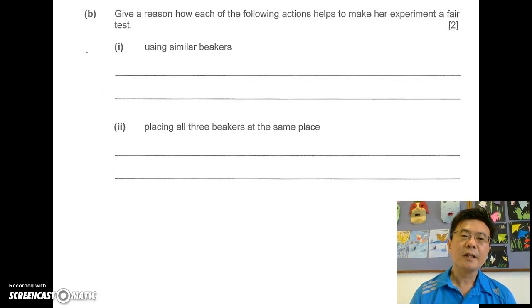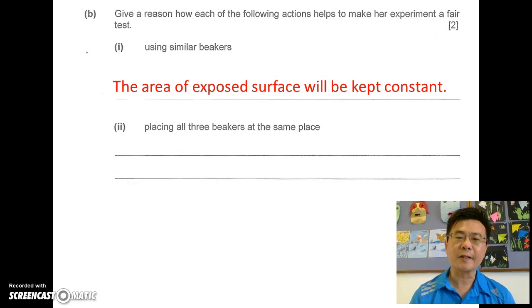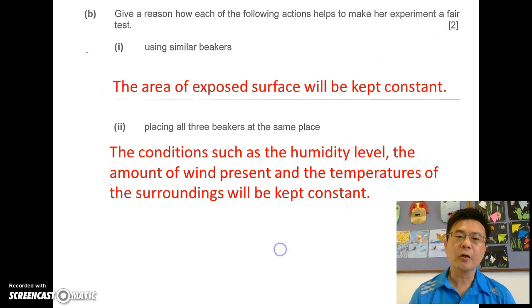Question B. Give a reason how each of the following actions help to make her experiment a fair test. Number 1. Using similar beakers, this will ensure that the area exposed surface is the same, as area exposed surface is one of the factors that affect the rate of evaporation. Number 2. Placing all three beakers at the same place will also ensure that the humidity level, the amount of wind present, and the temperatures of the surrounding are the same.